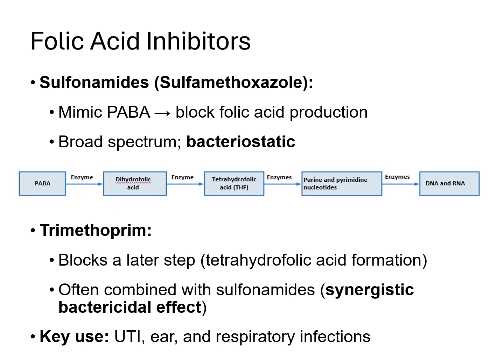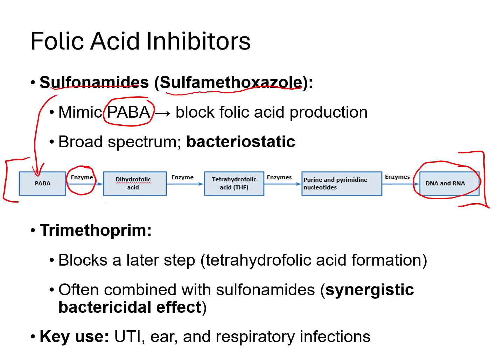We have our sulfonamides, such as sulfamethoxazole, and these mimic PABA, which is a precursor in the pathway that bacteria use to eventually make DNA and RNA. So these drugs look just like PABA, and they bind to and block the enzyme that makes folic acid. So when they bind here, nothing else will happen down the line.